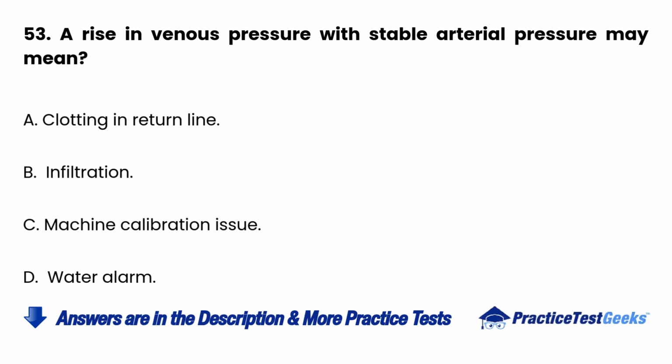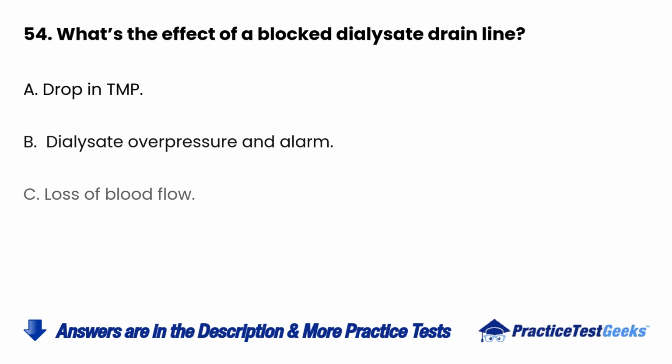53. A rise in venous pressure with stable arterial pressure may mean? A. Clotting in return line. B. Infiltration. C. Machine calibration issue. D. Water alarm. 54. What's the effect of a blocked dialysate drain line? A. Drop in TMP. B. Dialysate overpressure and alarm. C. Loss of blood flow. D. Heparin overdose.